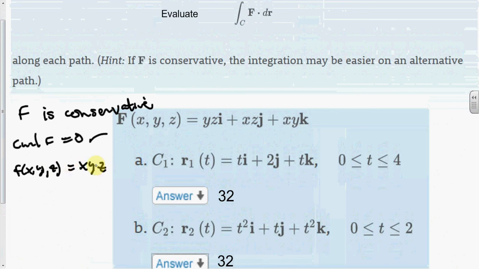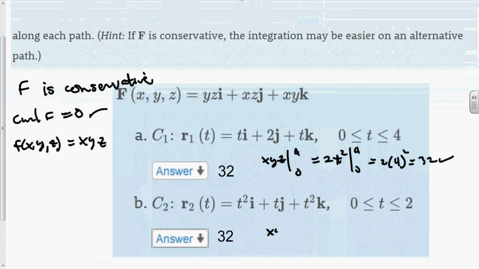So for this one, we evaluate xyz from 0 to 4. This is 2t squared, evaluated from 0 to 4. So we get 2 times 4 squared, we get 32. And then for this guy, xyz evaluated from 0 to 2 is t to the 2, 3, 4, 5. That's evaluated from 0 to 2. We get 2 to the 5th. That also gives us 32. Okay. Very good.